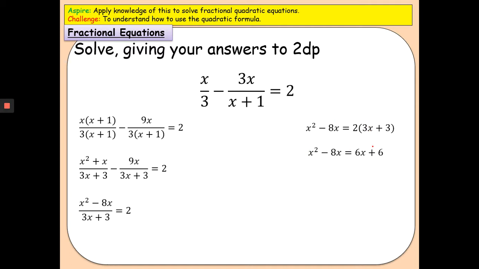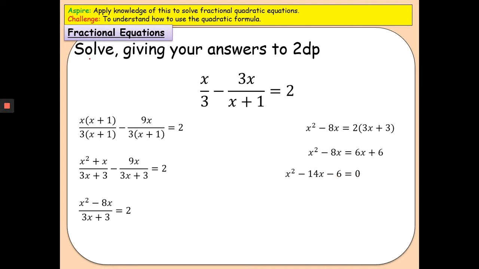And then from here, you've got a quadratic, but you need to remember the only way to solve a quadratic is if it equals 0. So I'm going to get everything onto the left-hand side, because I've got x squared over here. So I'm going to get rid of 6x by taking it away. So I've got minus 8x take 6x is going to be minus 14x. And then to get rid of that plus 6, I've got to take 6. Because there's no numbers here, I'm just going to have minus 6. So I'm going to end up with x squared minus 14x minus 6 equals 0.